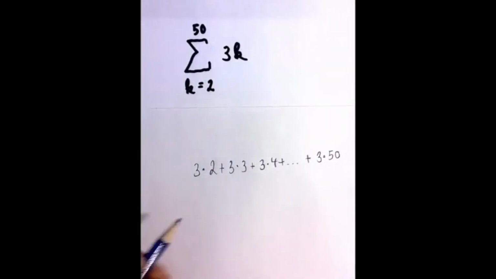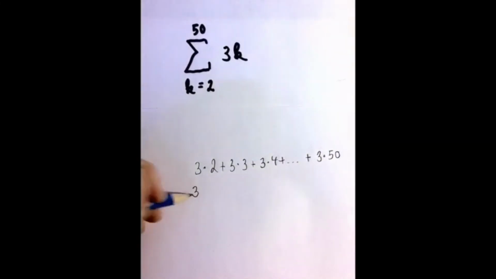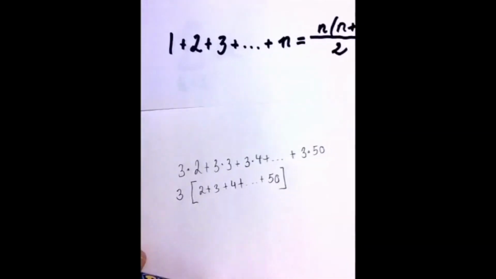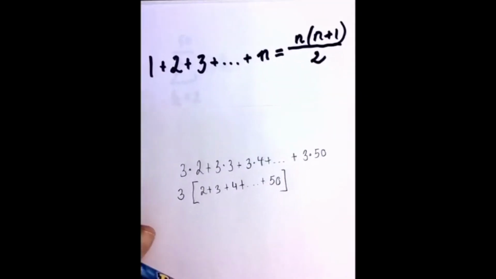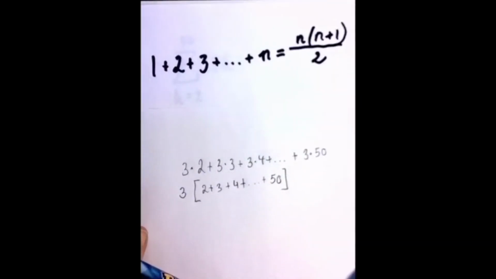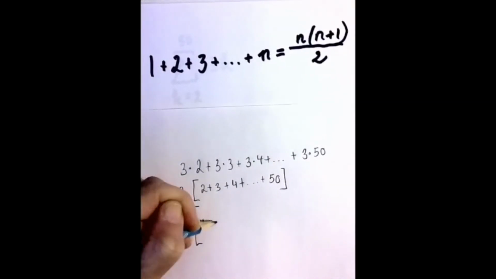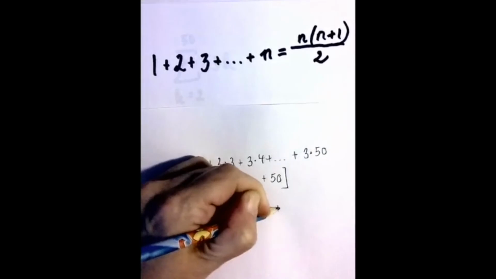So then we might notice that we could perhaps factor out 3. And for the sum inside the parentheses, we have a formula for that. This one. Right? So if we add the numbers from 1 through n, that sum has a shorter form, n times n plus 1 over 2. Except in our case, we don't start at 1. But there is an easy fix for that. So we're going to say 3 times 1 plus 2 plus 3 plus 4 up to 50.